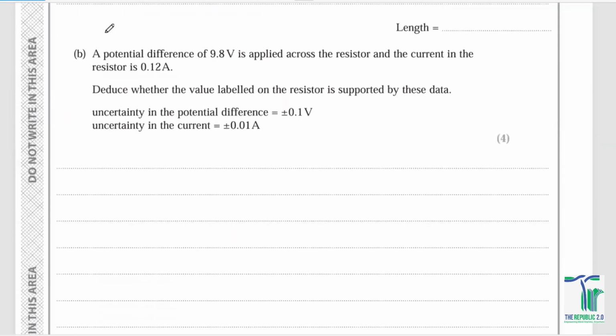Now you've got this question number B. A potential difference of 9.8 volts is applied across the resistor and the current in the resistor is 0.1212 amperes. Deduce whether the value labeled on the resistor is supported by these data. The uncertainty in the potential difference is 0.1 volts. The uncertainty in the current is plus or minus 0.01. The labeled resistance on the resistor was 80 ohms. So we just need to check whether the resistance from these calculations would be in this range or not.